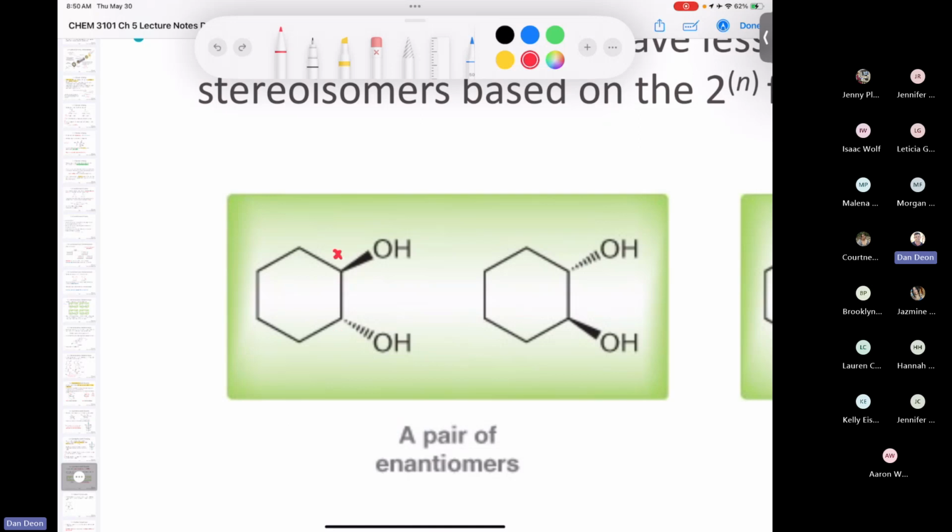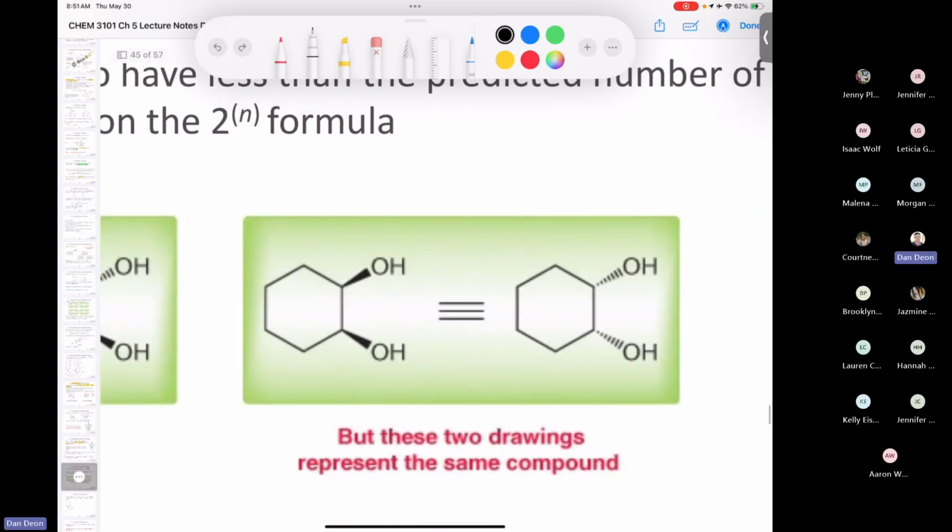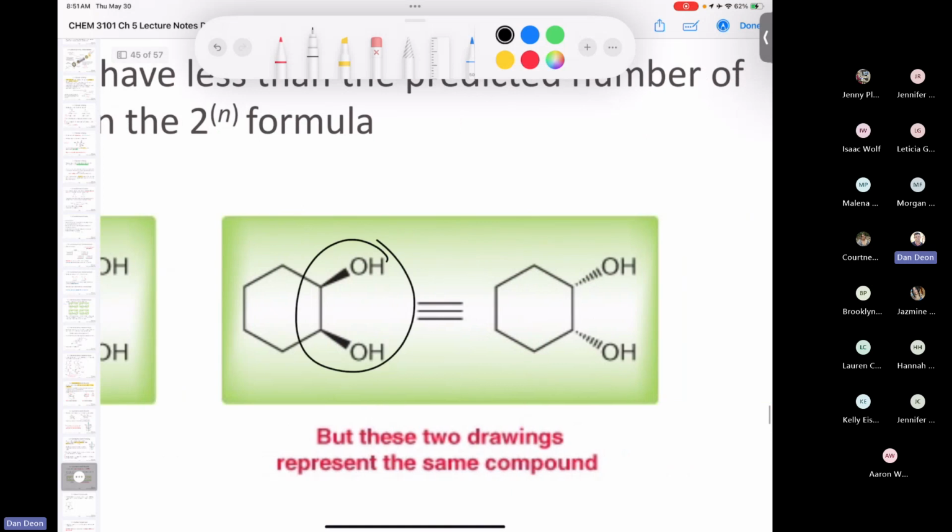So the total number of stereoisomers should be 2 to the power of 2, which would give you 4. Now you can see that this is a pair of enantiomers, right? Because this wedge has been flipped to a dash, this dash has been flipped to a wedge. There's no arguing over here. But then if I look at this compound, where I have two edges, you can see that these two compounds are identical, right? If I rotate this one 180 degrees, I end up with the same compound.